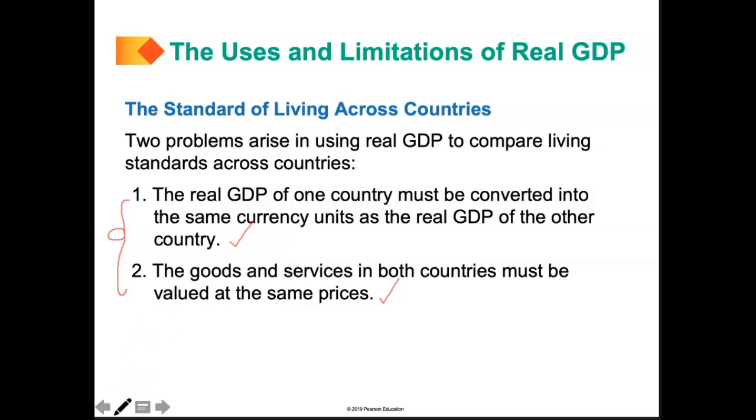So this ends our chapter 4. I urge you to read Limitations of Real GDP. There will be a discussion question on it: why might real GDP, or GDP itself, not be the best measure of economic welfare in a country? You need to answer that question, and we'll move from there. So this ends our chapter 4.